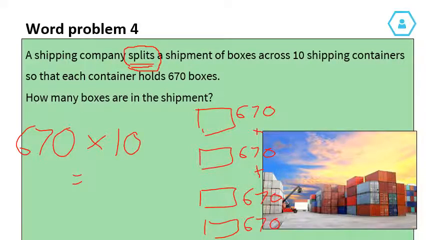And I know when I'm multiplying by tens or by hundreds or by thousands, I just need to add however many zeros there are. So here I've got 1 zero. So I just need to add that to my original number. And so I end up with 6,700 boxes.